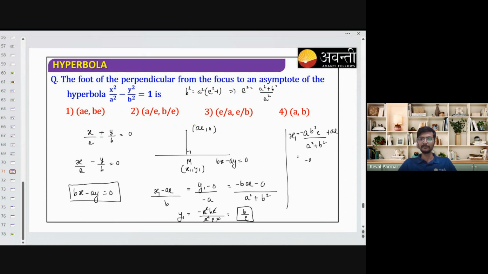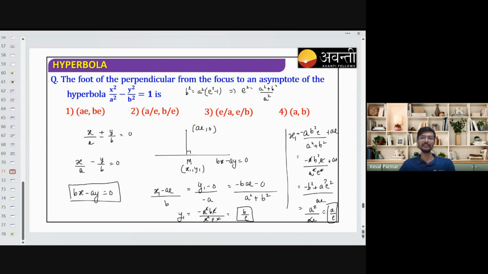So it will be minus a b square e upon a square e square plus a. One of the a will get cancelled. One of the e will get cancelled. So minus b square plus a square e square upon a. What is a square e square? Is it a square plus b square? Right? So in place of a square e square, I can write a square plus b square. So I get a square upon a. One of the a will get cancelled. So I think I'll get a upon e.